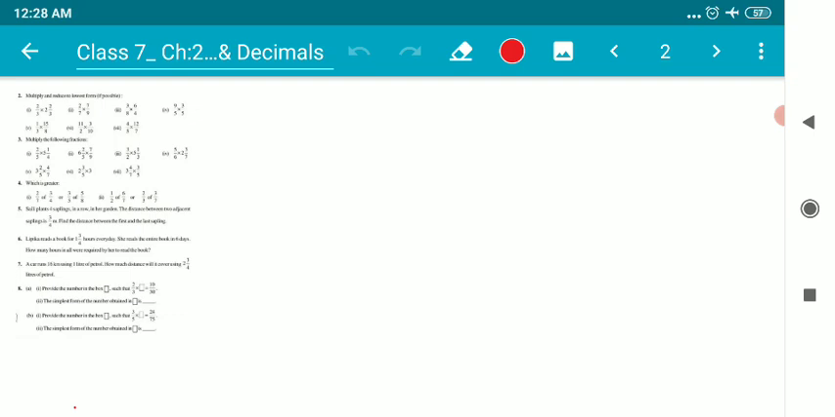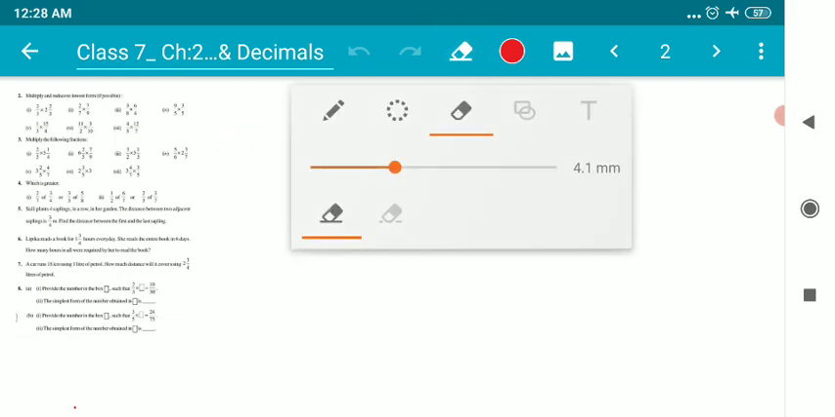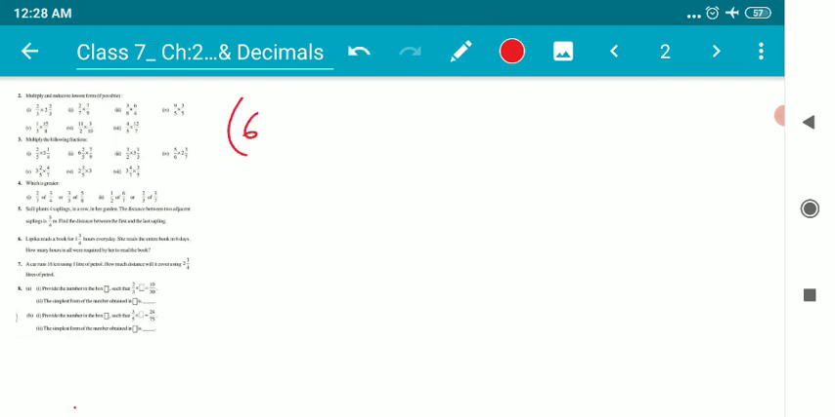Some questions which I have chosen, that is question number 6 from exercise 2.3. So let us try out question number 6 first, children.